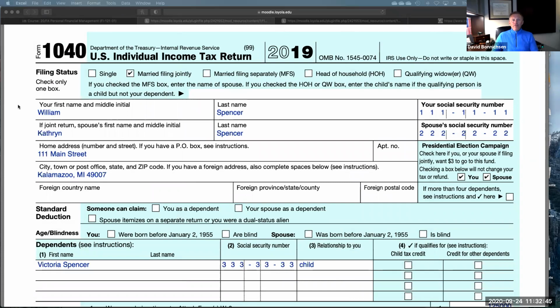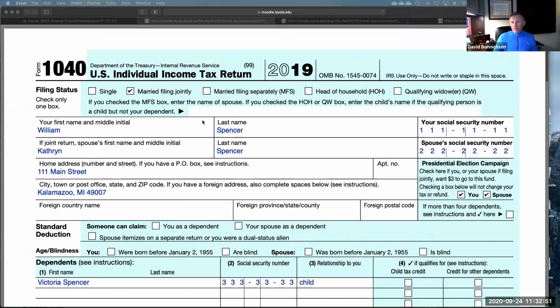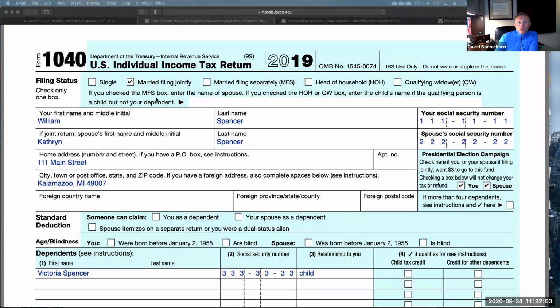So here we have the 1040 form, and this is posted to our learning management system, so you can see it. So let's just go through it. They're going to file jointly, married filing jointly, so they've selected the married filing jointly box. We've got first name, last name for both William and his wife, Catherine. They've got their social security numbers. Okay, we've got our address.